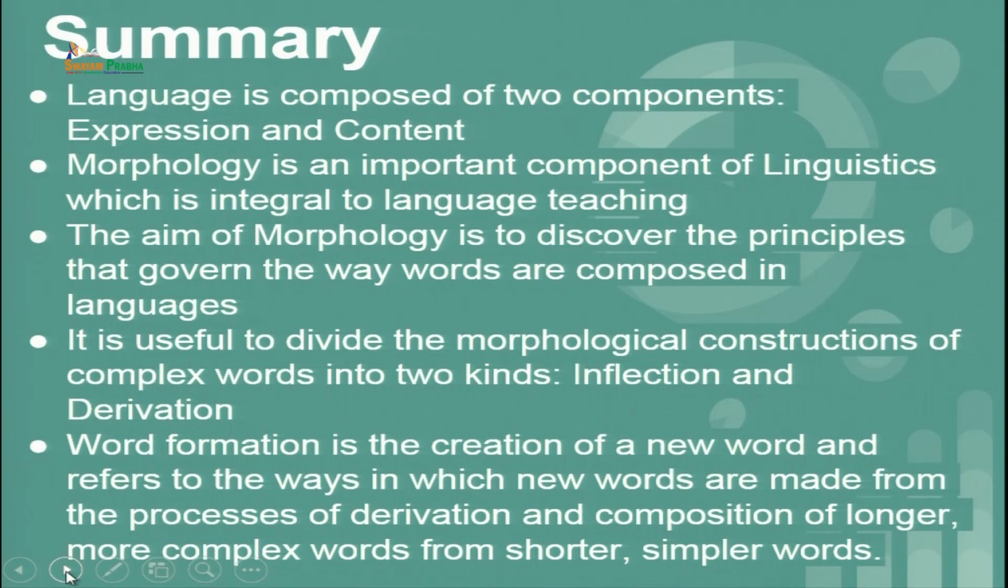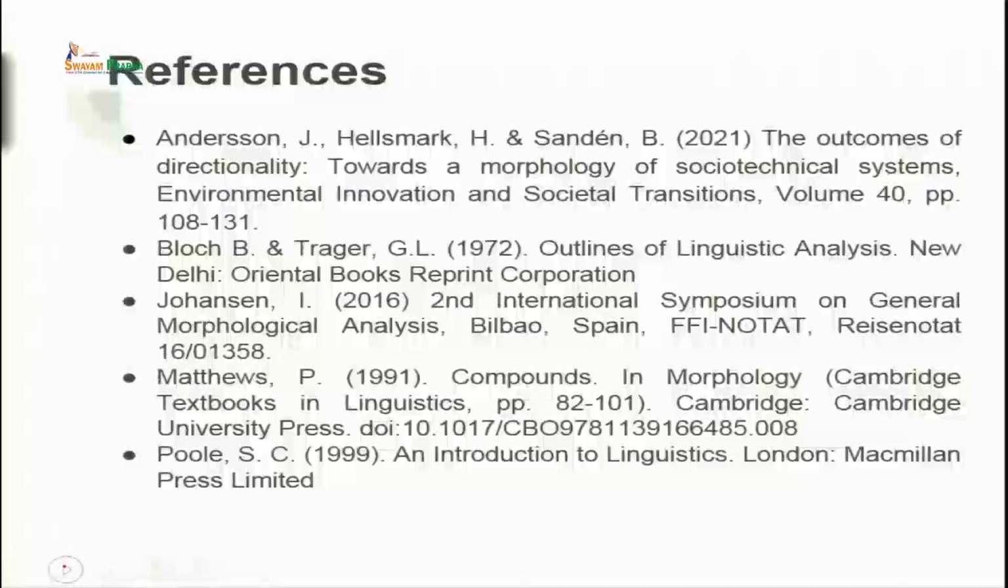One more important point to mention here is that it is useful to divide the morphological constructions of complex words into two kinds, inflection and derivation, and this helps us to go through them more deeply. Word formation is the creation of a new word. It comes through blending, it comes through clipping, it can appear as coinage, acronym, initialism and so on. So far we have gone through the idea of morphology.